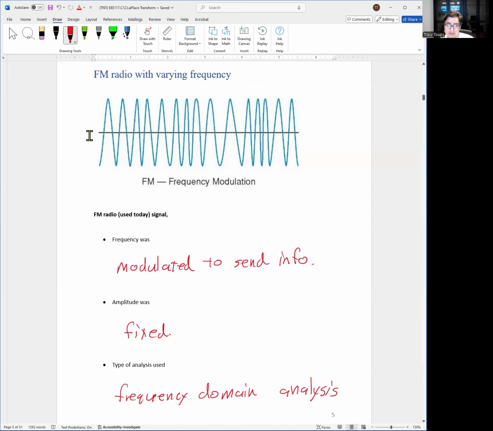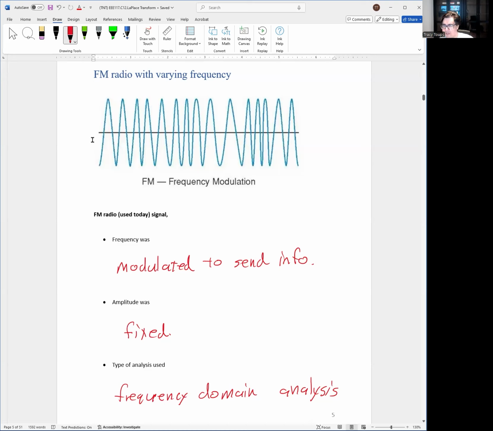You can see right here, notice that the waveforms get closer together. That's the frequency increasing. Notice how it gets wider as the frequency decreases. So even in today's world, FM radio uses this modulation of frequency. The amplitude is completely fixed. So frequency is modulated to send information, and from a time aspect, the amplitude is not changing.